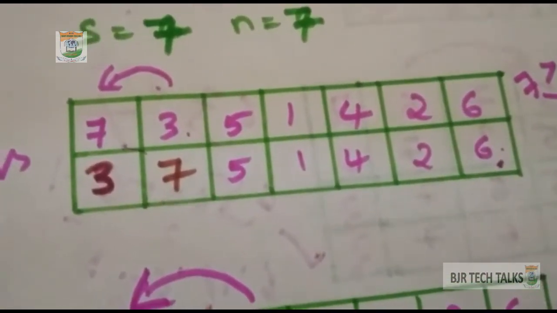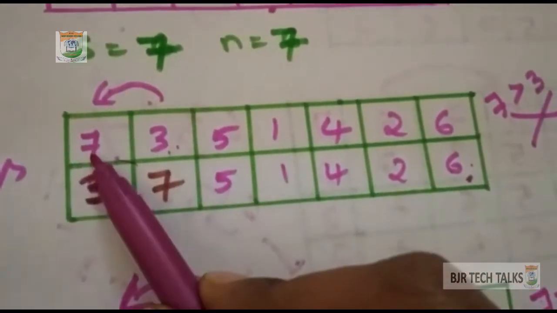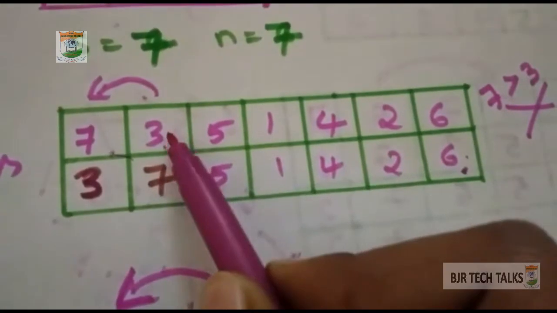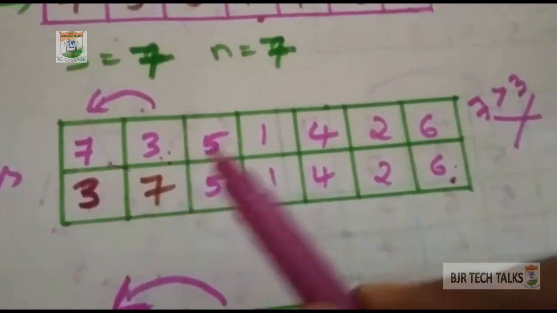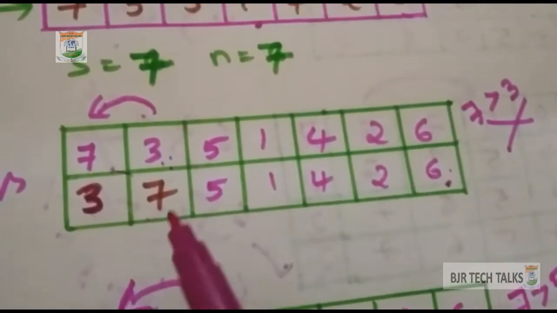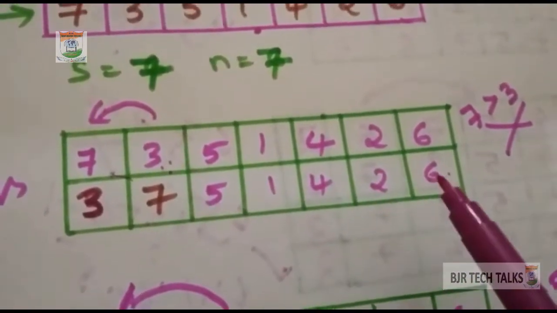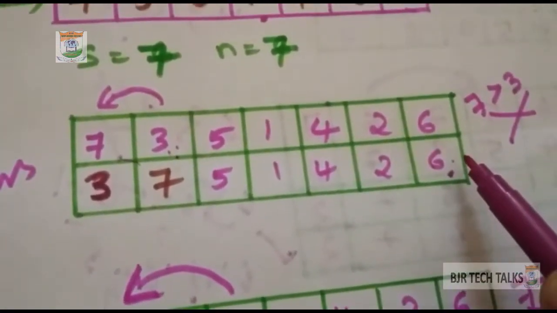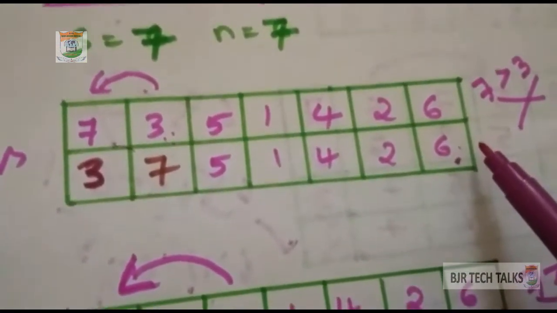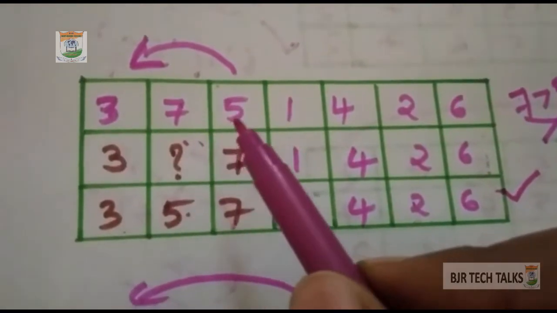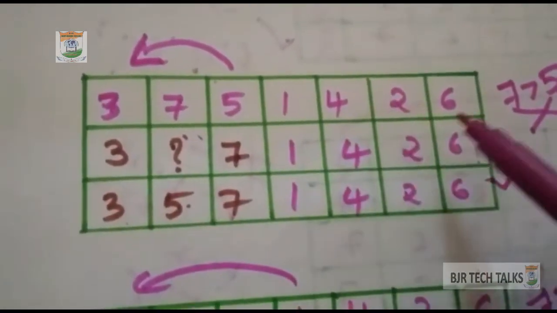So when I am comparing the 3 with 7, the 7 is greater than 3. So 7 comes to second position and 3 goes to first position, and the remaining elements will be as they are. So 3, 7, 5, 1, 4, 2, 6 is the solution of the first iteration. We will take this as input of the second iteration and do the same process. So the second iteration: 3, 7, 5, 1, 4, 2, 6.